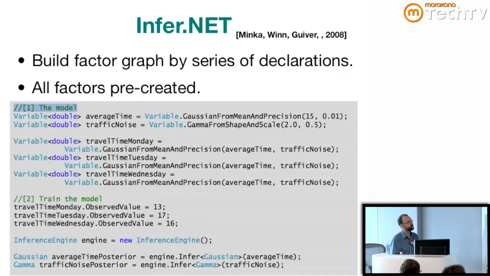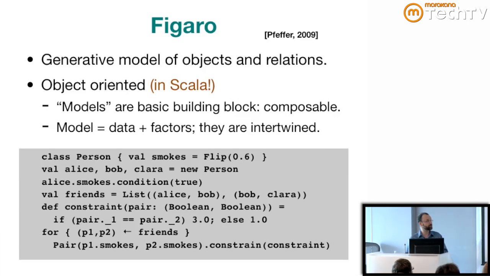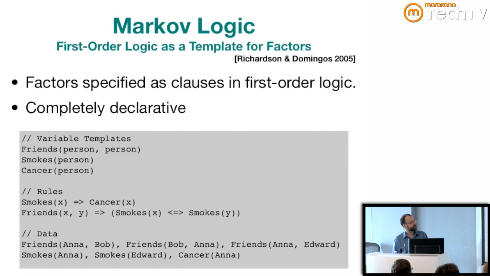through these programs. Infer.NET is a system from Microsoft that's actually getting deployed in products that builds up a factor graph by a series of declarations. I won't talk too much about that. Figaro is in Scala. It's just been released recently. It's by Avi Pfeffer, who used to be at Harvard and is now at Charles River Analytics here in Boston. It's object-oriented. It has this notion of a model, which is a basic building block that encompasses both data and factors, and then they compose together. And Markov logic is a system that lets you define where factors are placed by expressing clauses in first-order logic. So it's completely declarative. You just say, here's my logical structure, and then it goes off and does inference.